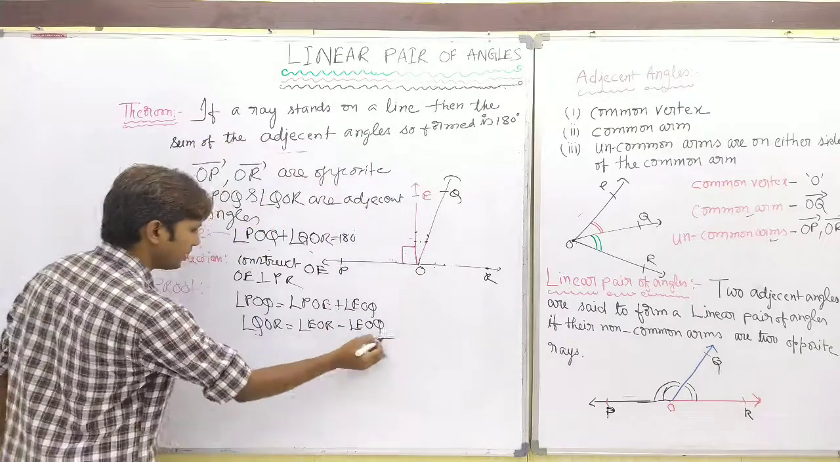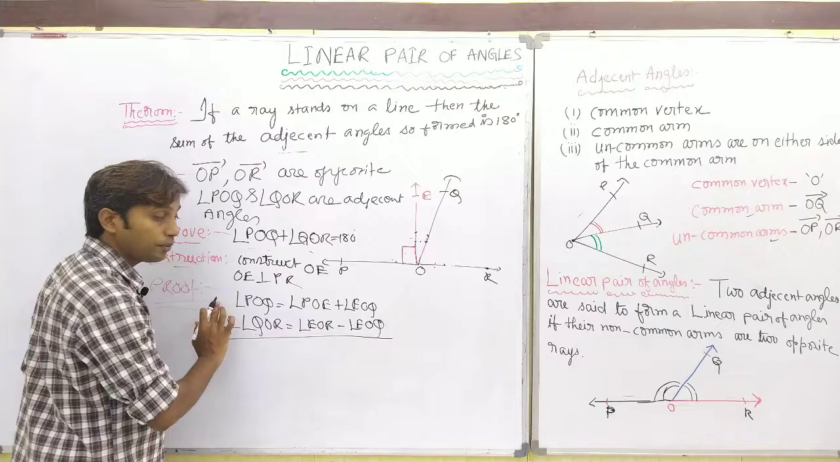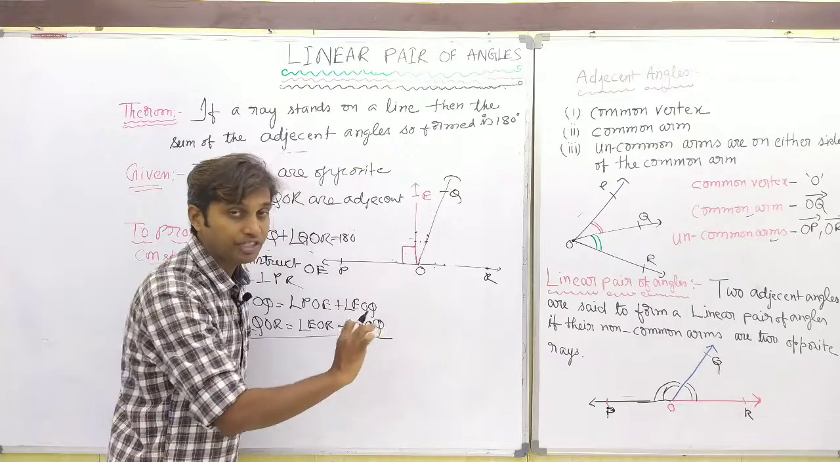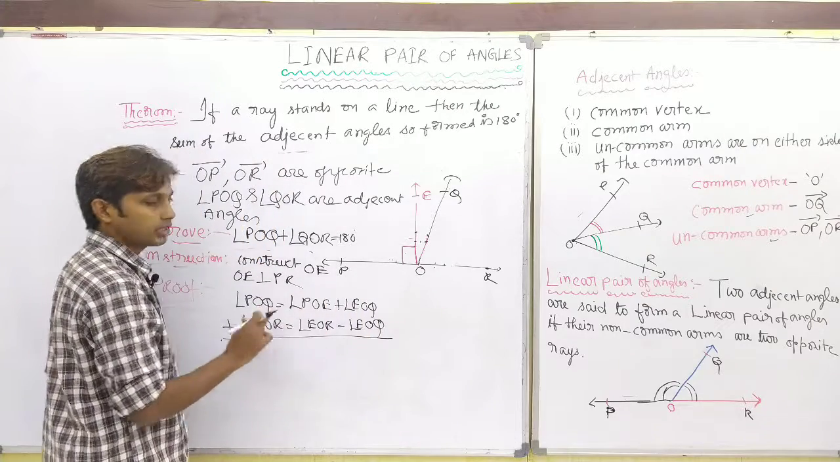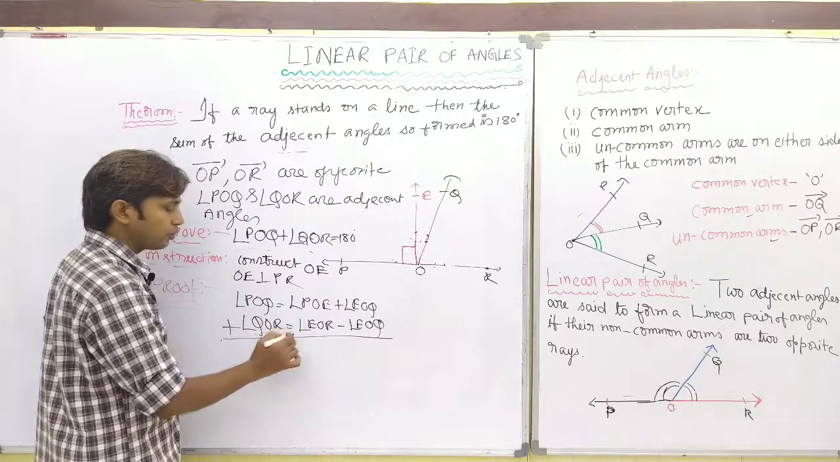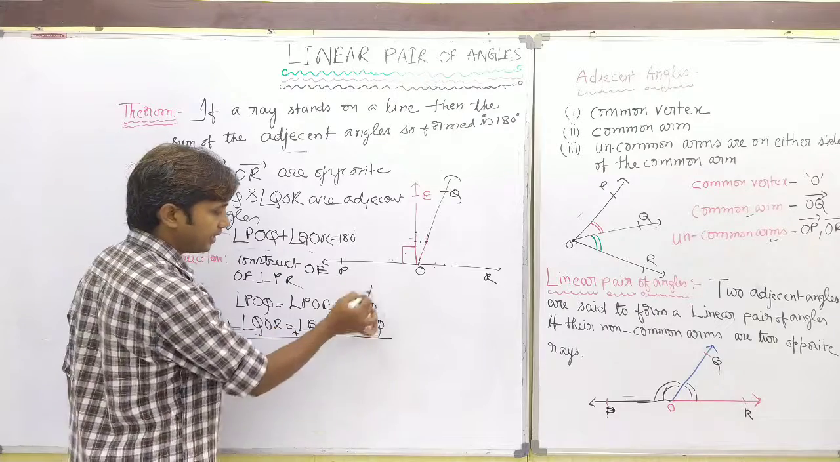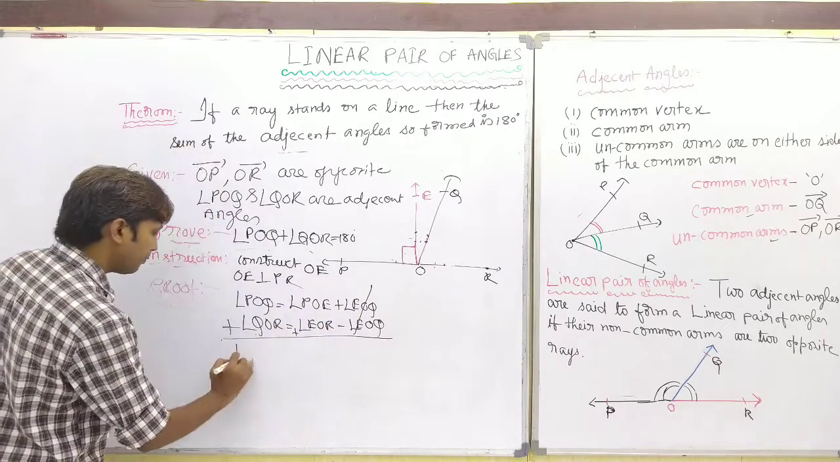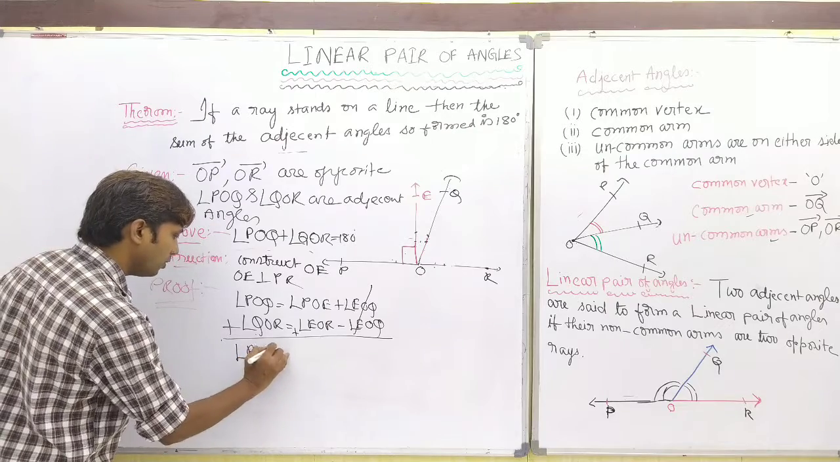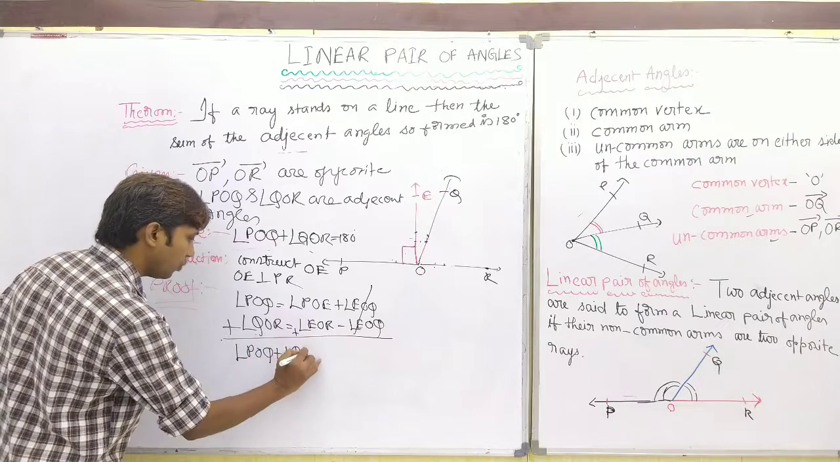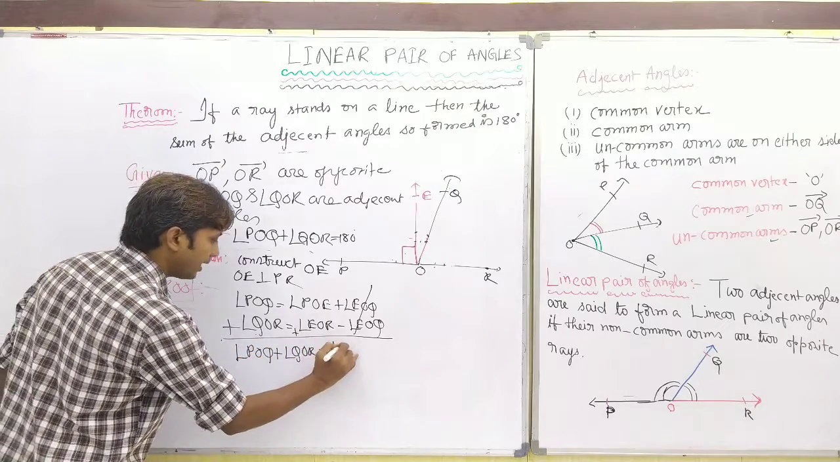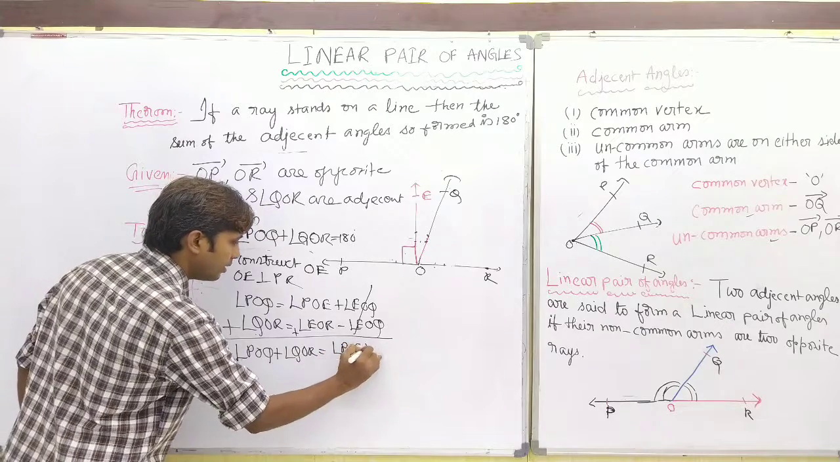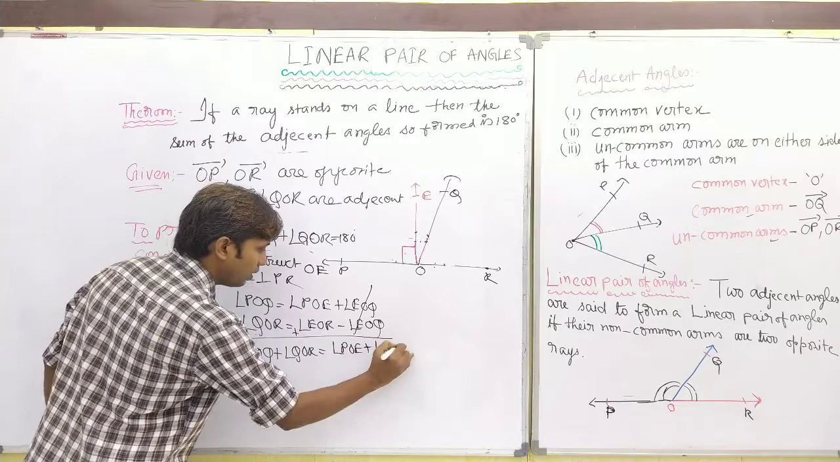Okay, we have represented that. Now what we have to do? Simple thing. Add these two conditions. We obtained two conditions, means two equations. This is one and this is one. Now on adding both the conditions, what do we get? See here, EOQ will be cancelled. Now what is still left? POQ plus angle QOR equal to angle POE plus angle EOR.